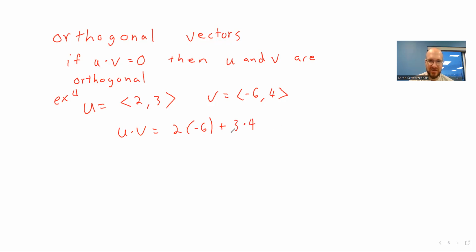And that's -12 plus 12 does equal 0. These are orthogonal.